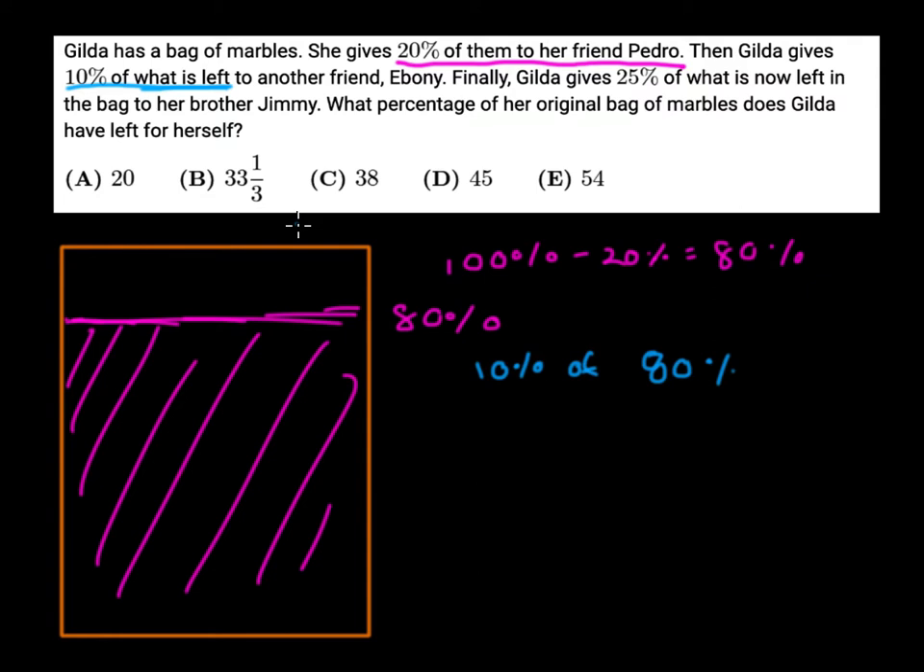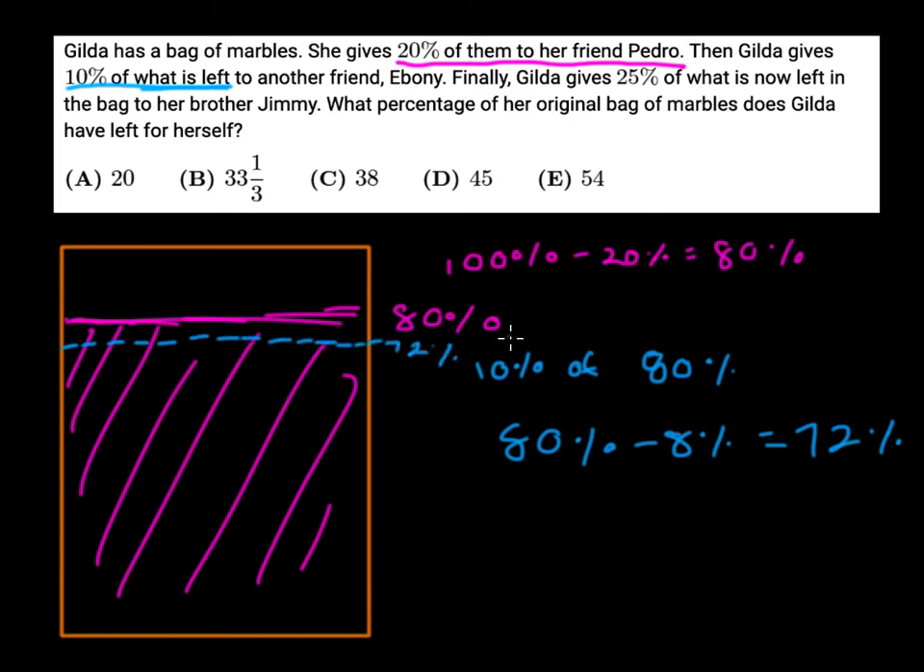So 8% is given away to Ebony, meaning that what's left is now 80% minus 8%. Now I could have found what 90% was and skipped the multiplying and subtracting, but I found 10% as an easier percentage to work with than 90%, personally. So 80% minus 8% equals 72%, and that's where our mark on this diagram will be next. Maybe about here would be 72%, just approximately.